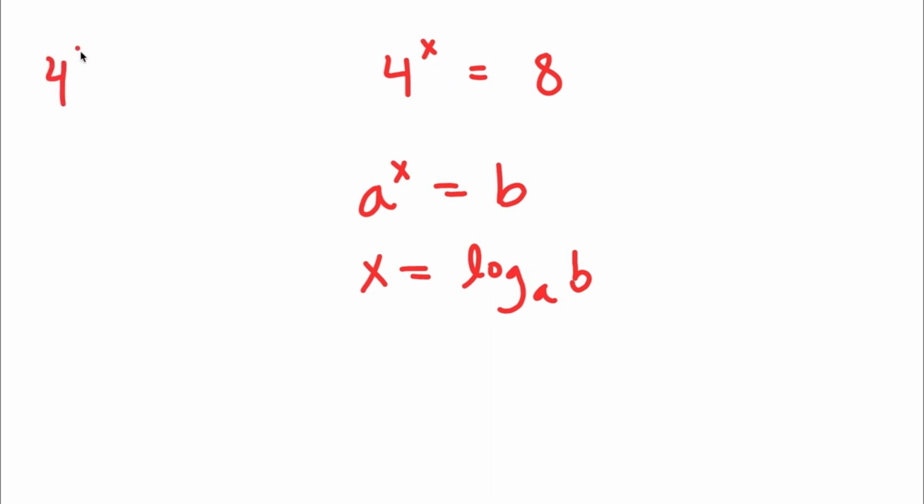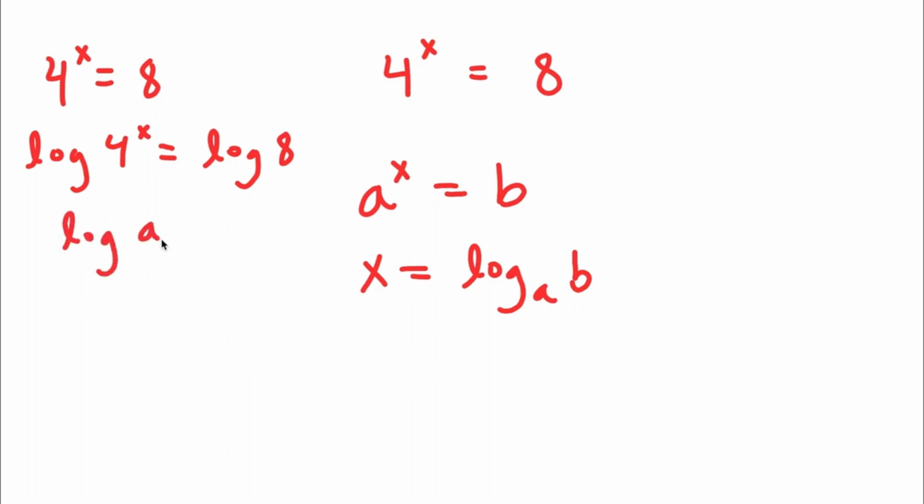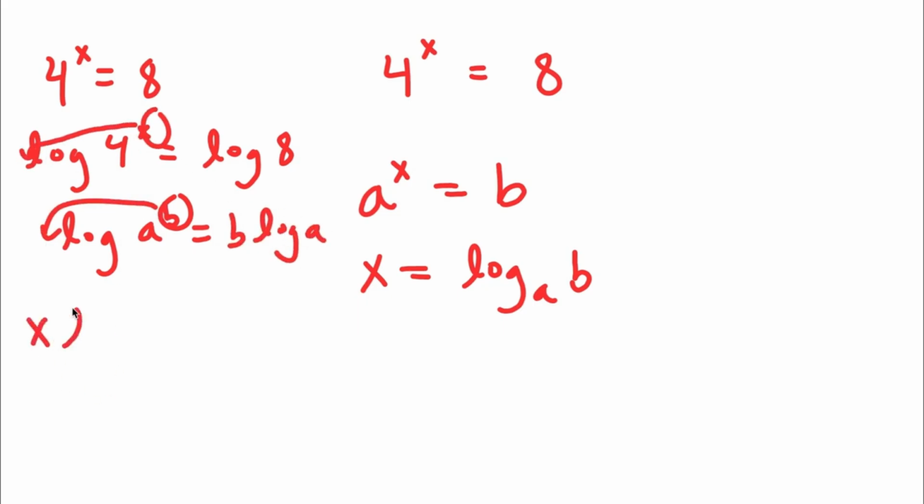So if I start with 4 to the power of x is equal to 8, I can go ahead and take the log on both sides. So I have log 4 to the power of x is equal to log 8. And now if I have something in the form log a to the power of b, I can actually move this exponent of b to the front, so this can equal b times log a. So I can move x to the front, so this would equal x times log 4 is equal to log 8.